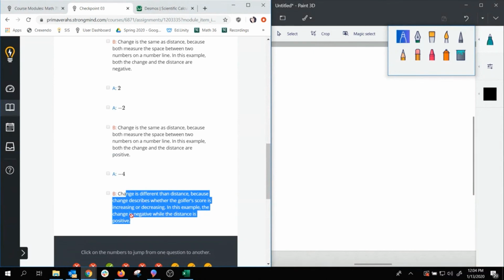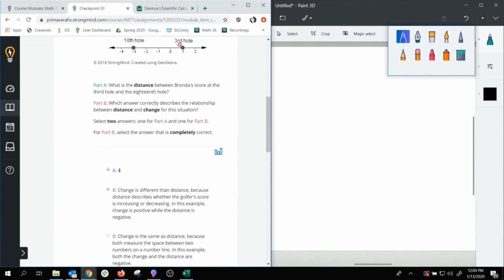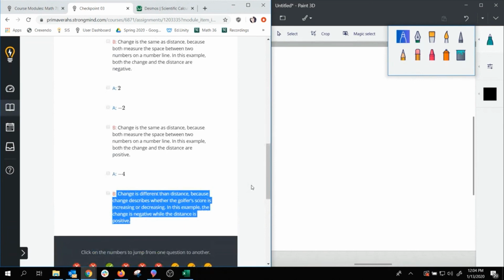In this example, the change is negative while the distance is positive. So remember, change is kind of like whether or not you're going up or going down. And distance is always going to be positive. So sometimes change can be positive as well. But in this particular problem, her score is getting technically better in golf. So her change is decreasing. So it's going down. Make sure that you read this one carefully because I know a lot of these answers look the same.